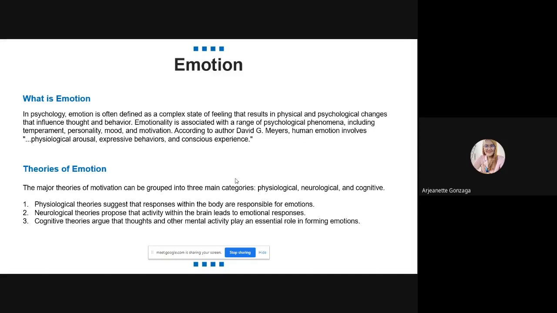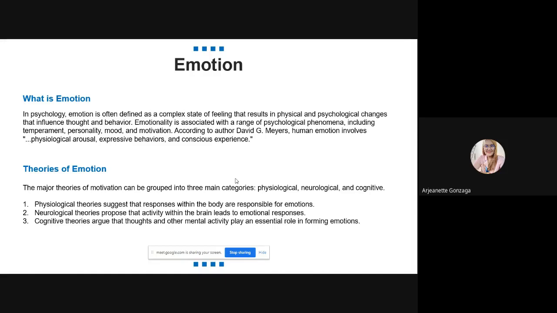And the neurological theories propose that the activity within the brain leads to emotional responses. And the cognitive theories argue that thoughts and other mental activity play an essential role in forming emotions. So sa physiological theories, sinasuggest nila na ang responses ng body natin ay responsible sa ating emotions. For example, kapag galit ka, nananakit ka. So that is physiological theories.